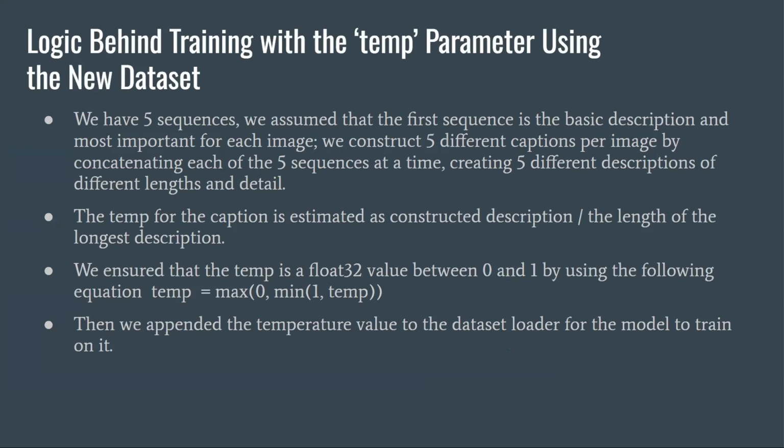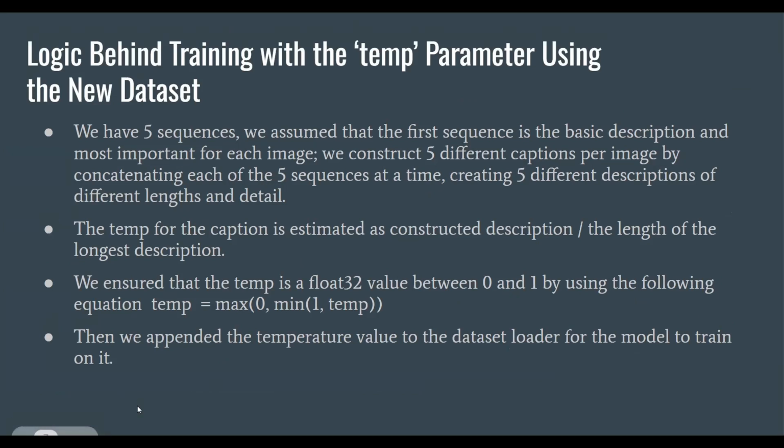Okay, so for our methodology for training with the new temp parameter in mind, this of course has influenced our choice of the selected dataset. As we've seen, we have 5 different sequences of description for each image. The first one is the most important or most basic one, describing the image. So we've decided to generate 5 different descriptions per image. The first one is just the first sequence, which is the most important sequence. The second is the first 2 sequences concatenated, the third is the first 3 concatenated, and so on.